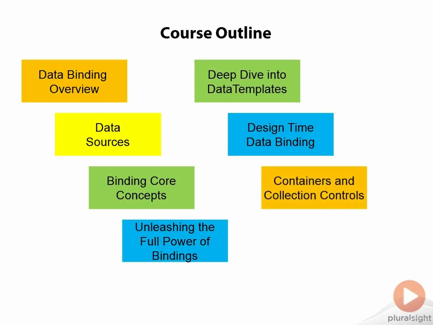In the next module, we'll drill under the covers a little bit and let you see what's going on with the dynamic generation of controls in containers based on data binding. We'll also review the collection controls, such as list boxes, combo boxes, tab controls, and data grids, and cover all the important properties and usage of those in data-bound scenarios.